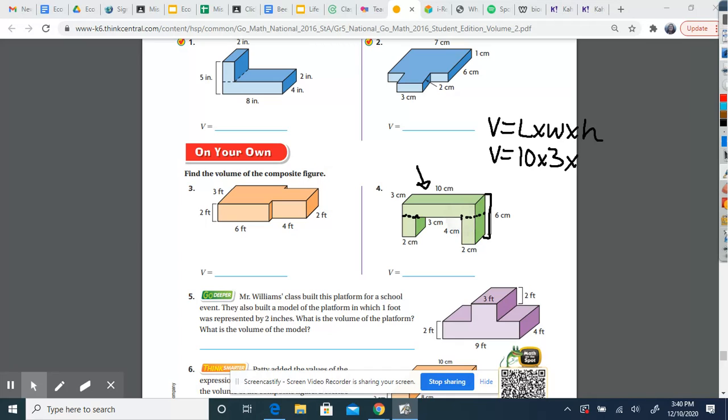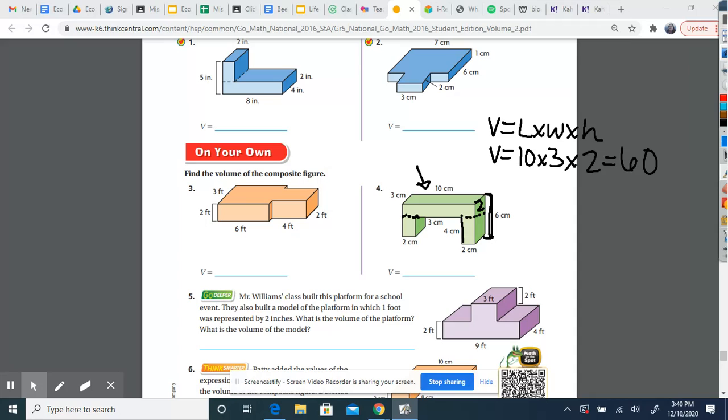We see that right here is 4, so I need to figure out 4 and what makes 6 to fill in this empty space. So it would be 2, because 6 minus 4 equals 2. So my height is going to be 2. And now I can solve this one. 10 times 3 is 30. 30 times 2 is 60. So I found the volume of my first one.